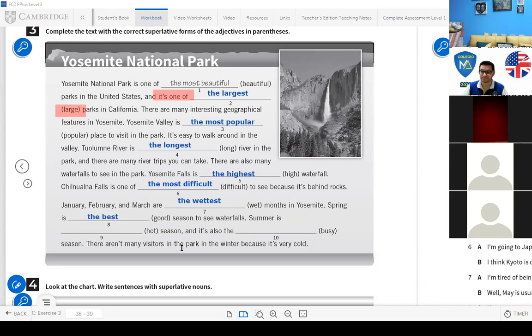Summer is hot. Superlative de hot, the hottest. ¿No? El más caluroso, the hottest season. And it's also the, ya está ya aquí, ¿no? Entonces solamente pondríamos busiest, ¿ya? Also the busiest, el más recorrido, el más ocupado, ¿verdad? There are many visitors in the park in the winter because it's very cold, ¿ya?